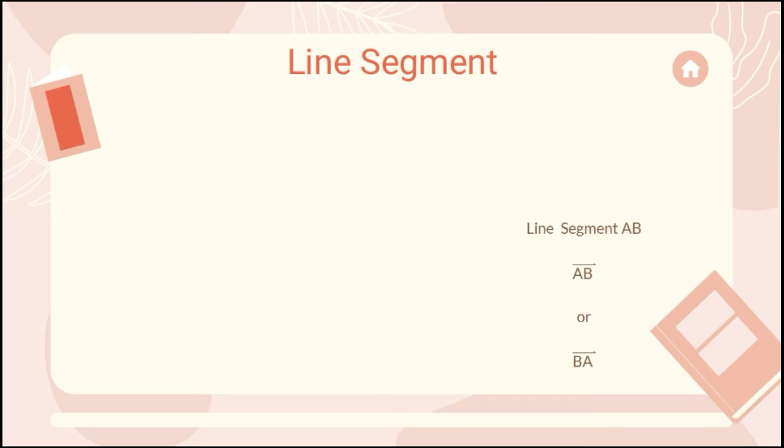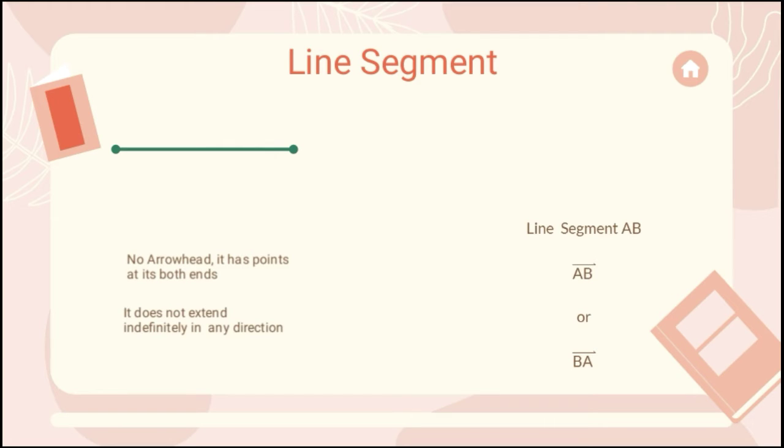Line segment. A line segment has two endpoints, and it is a fixed part of a line. This is its specified length, and it does not extend indefinitely in any direction. If the endpoints are A and B, this can be called line segment AB, or it can also be written as AB with a line segment over it. And yes, we can also write this as BA with a line segment over it.